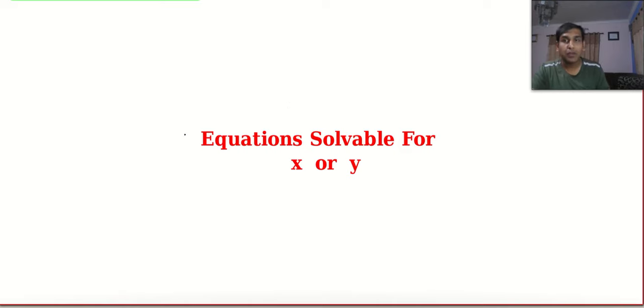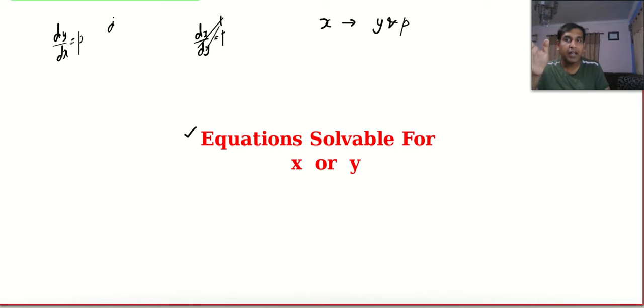In this video, we are going to continue with equations solvable for x and y or x or y, and also we will discuss a little bit about Clairauts. Okay, so point number 1, if you are solving for x, we have to write the given equation as x in terms of y and p. And then what will you do? You will differentiate with respect to y. And then what will you do? You will remember the fact you have to replace dy by dx with p and dx by dy with 1 by p. And then I told you it's freestyle.